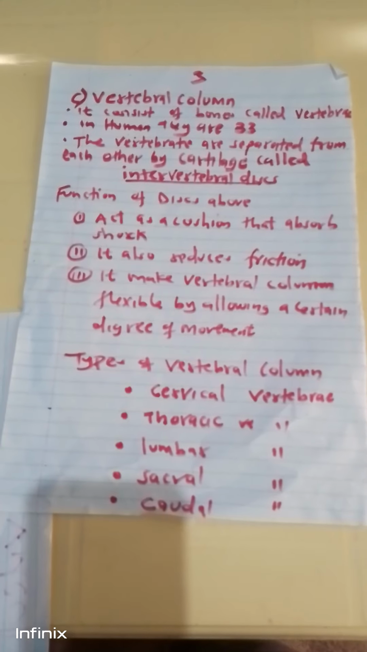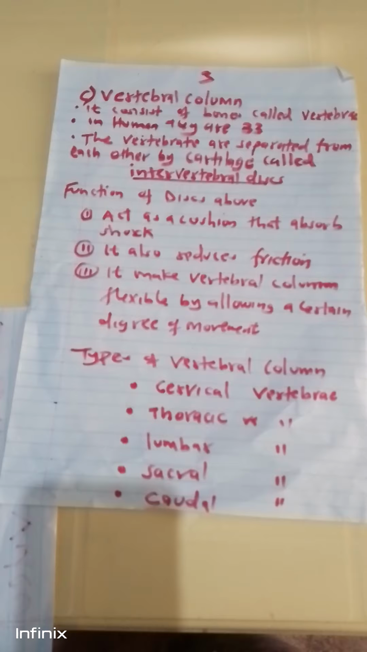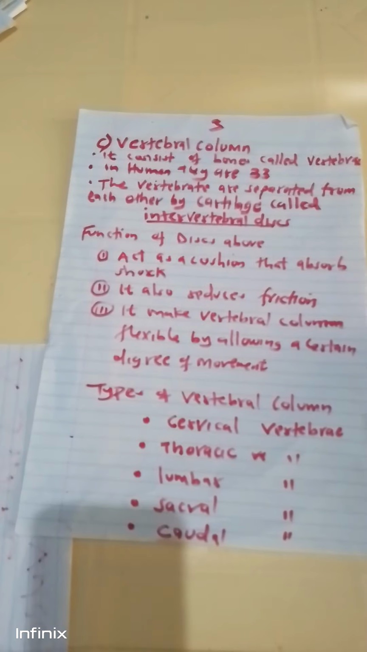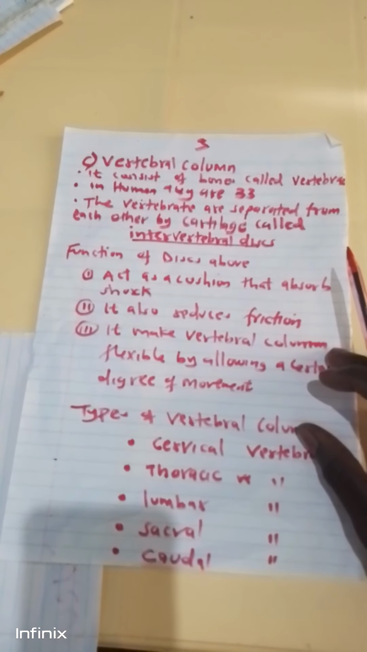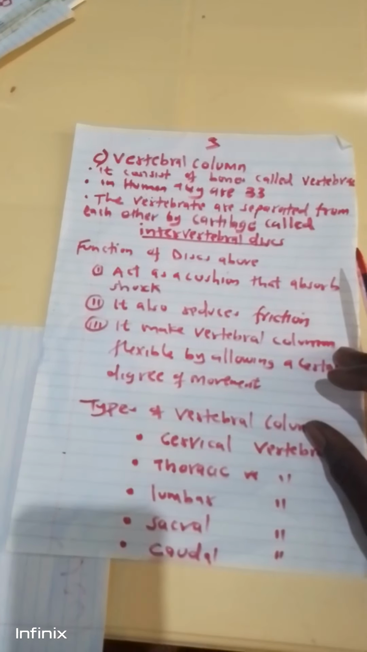The vertebral column consists of bones called vertebrae. In human beings, there are 33 vertebrae, and the vertebrae are separated from each other by the cartilage called intervertebral discs. These discs have the following functions.